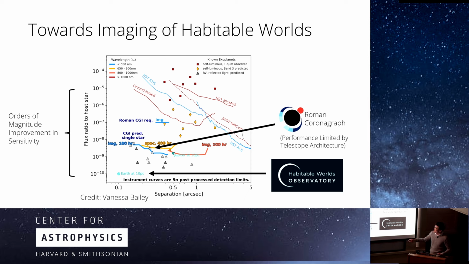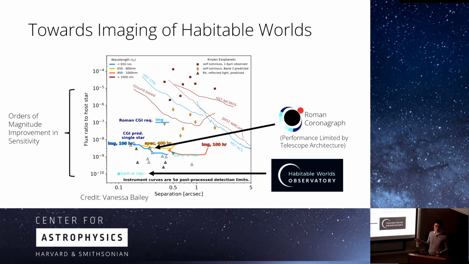This is Earth at 10 parsecs, or this Earth around a sun-like star. We're talking about a planet that's 10 to the 10 times fainter than the host star at an angular separation of about 0.1 arcseconds. And it's quite a big jump we're going to need to make to get down here. So that's what I'm going to talk about next. Folks have been thinking about this thing called the Habitable Worlds Observatory and what science we can do down here. But the question is, how can we get down here? And that's where the Roman Space Telescope Coronagraph comes in.